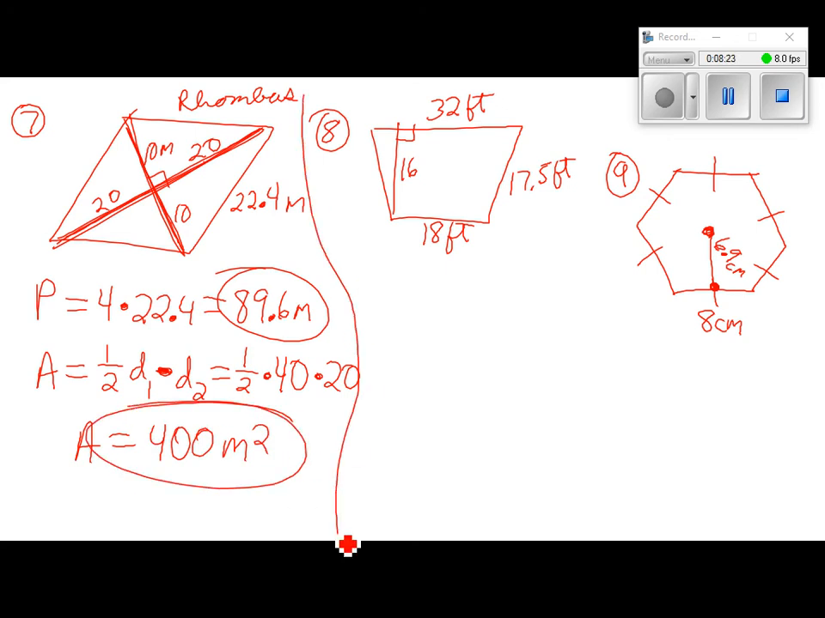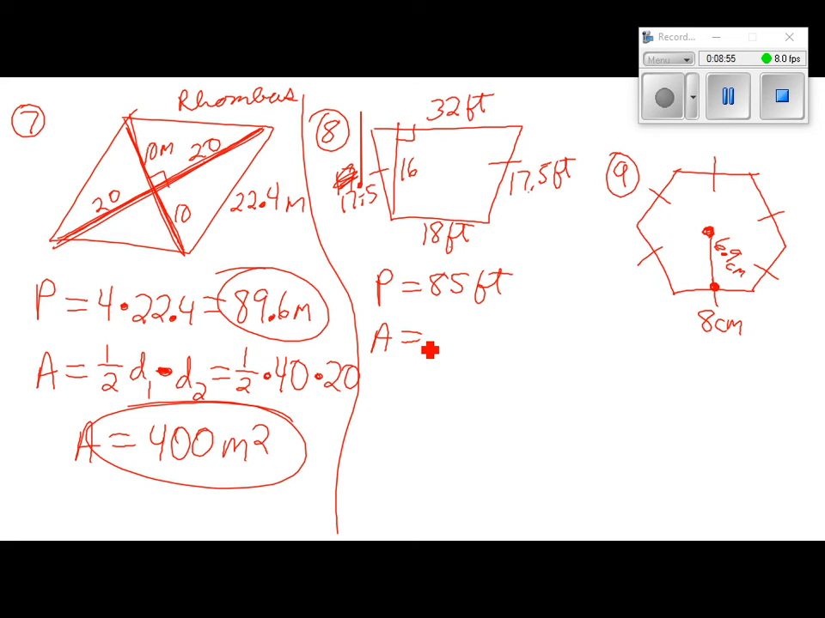Next one, we got a trapezoid. And they tell us it's an isosceles trapezoid. To find the perimeter, we know that this side over here is 17.5, because if it's isosceles, the two legs have to be the same. We add all those up, and you end up with 85 feet. If I mess up any of these, please tell me during class at some point if you see any of them that I messed up on, because I'm sort of rushing.